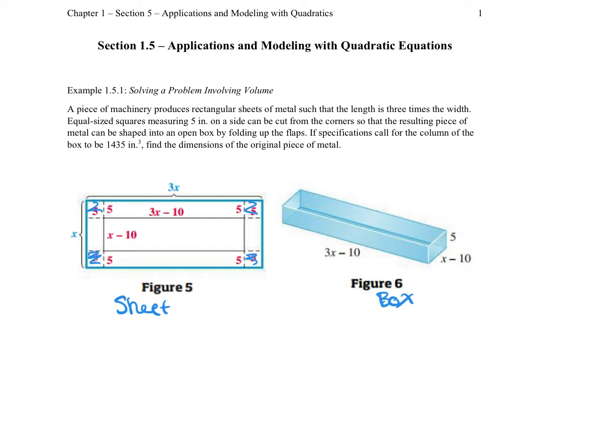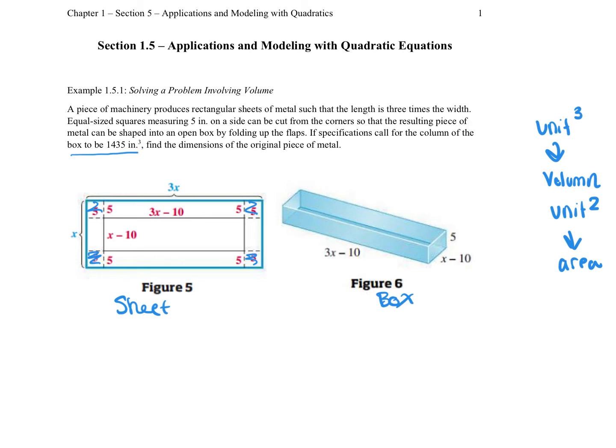The specifications call that the box must have a volume of 1,435 cubic inches. Remember, if you have a unit cubed, a unit to the 3rd power, that equals the volume. If you have a unit squared, that's the area. So it says it wants me to find the original dimensions.